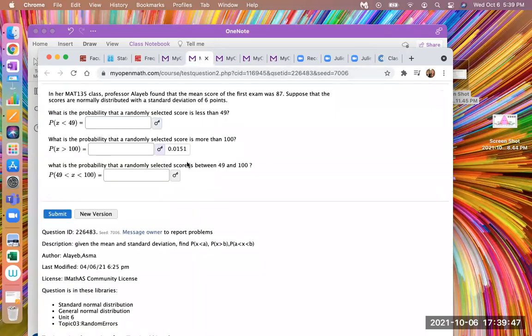There's only one last question here, and this is an even easier one. What is the probability that a randomly selected score is between 49 and 100? So let's draw the picture with that one.